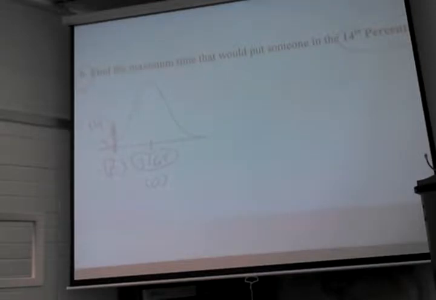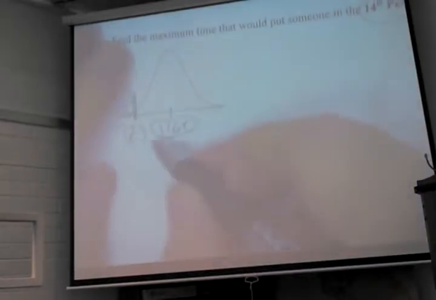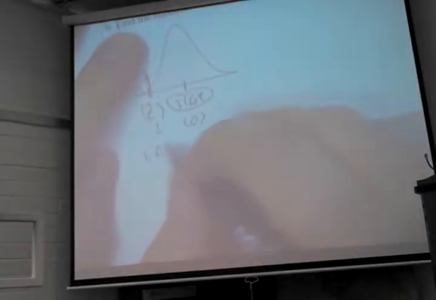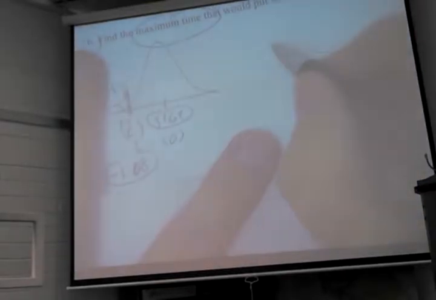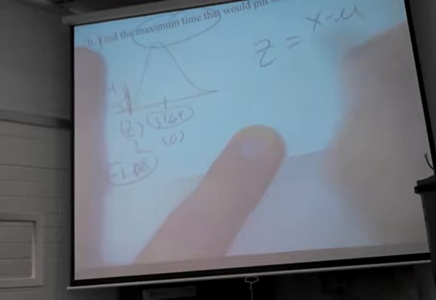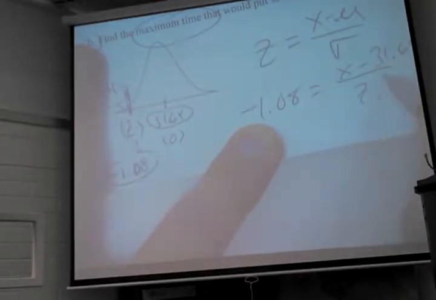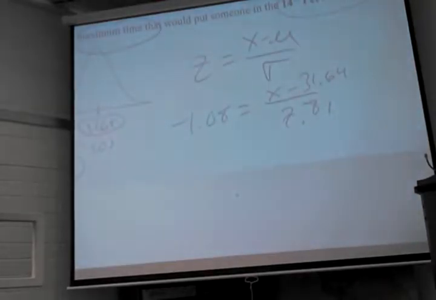So now I can go back and I can say, now I know my z-score is negative 1.08. That's my z-score now. How do I convert that back into a time? How do I get that back into a number of minutes? I like it. So I can use this formula. Negative 1.08. Kick ass, right? And then you can solve for x.